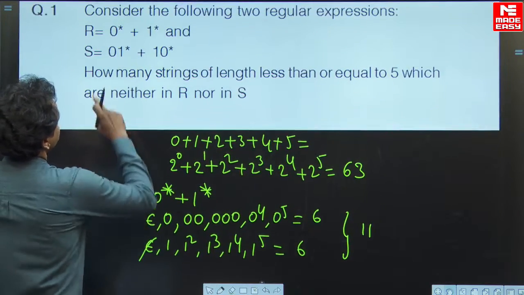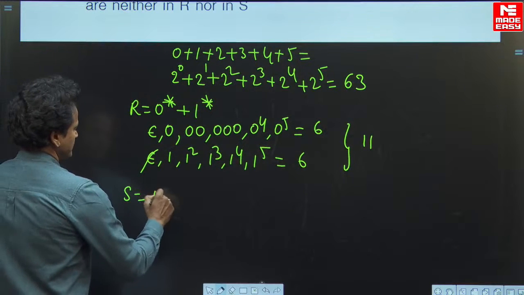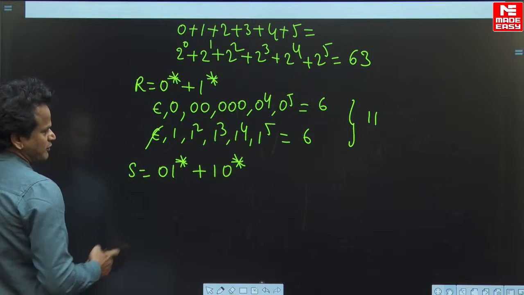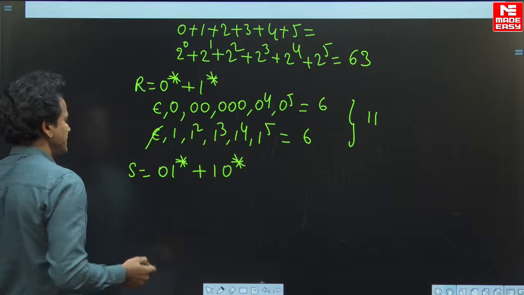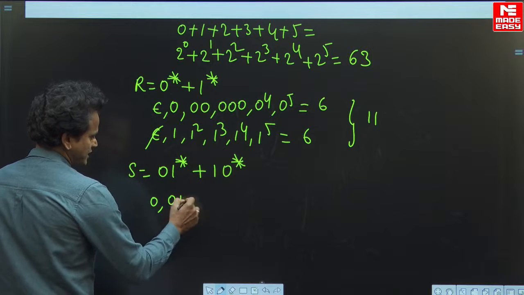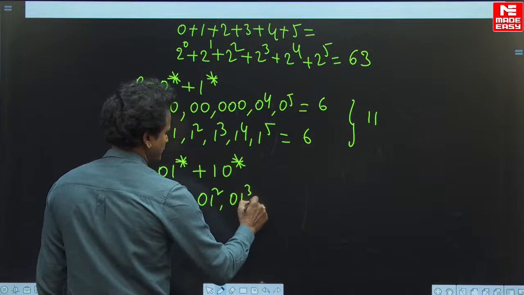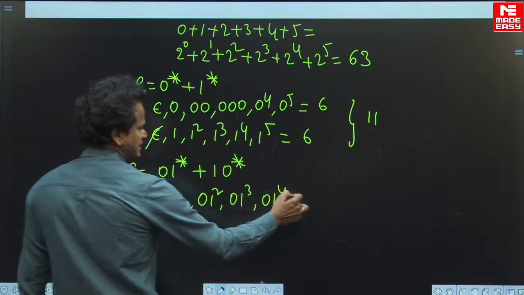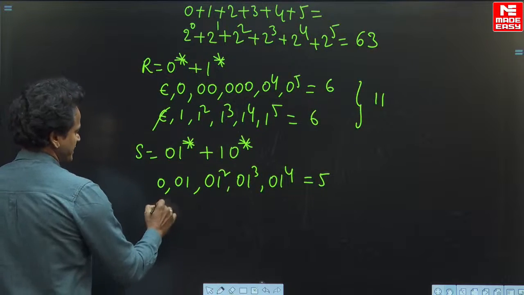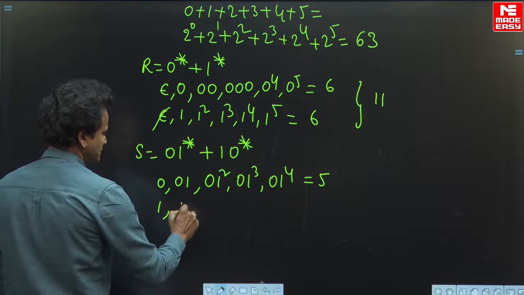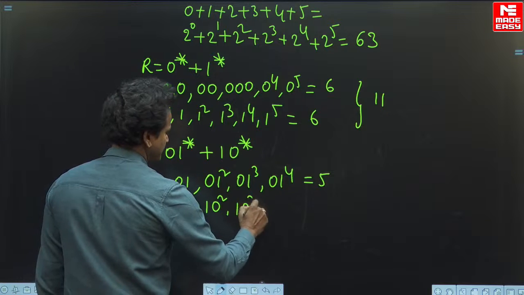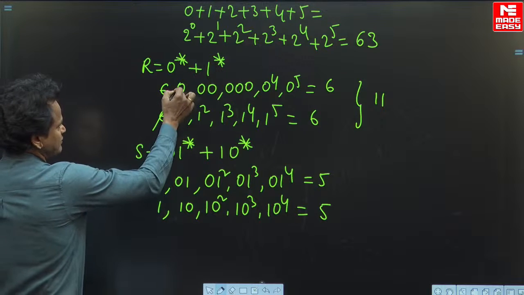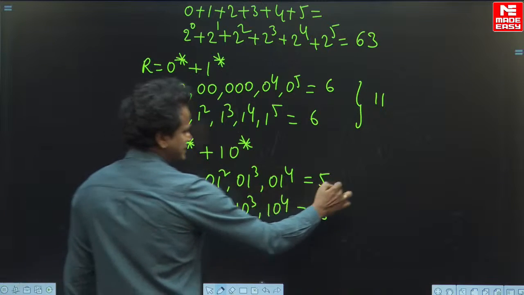Now coming to S: 0 1 star plus 1 0 star. From 0 1 star we don't get epsilon or length 0. So length 1 we can get, that is 0, then 0 1, length 2, 0 1 square, 0 1 cube, 0 1 power 4. So 0 1 power 4 length is 5. So here how many strings? These are the 5 strings. And from 1 0 star we can get 1, we don't get epsilon, then 1 0, 1 0 square, 1 0 cube, 1 0 power 4, these are again 5. 5 plus 5, 10, and here we have 0 and 1, here also 0 and 1. So these are the total 10 strings.